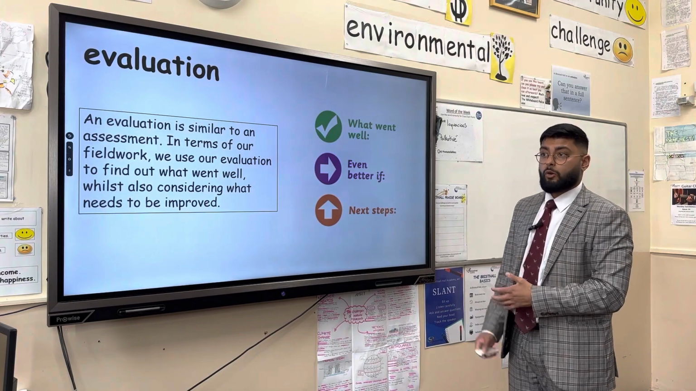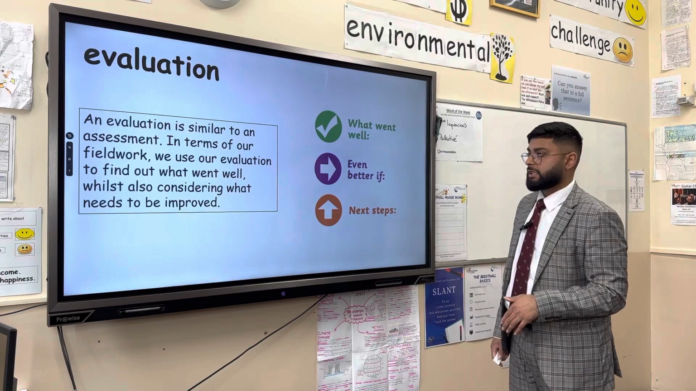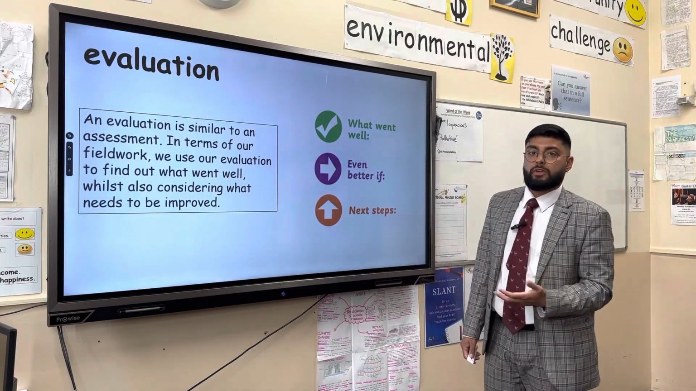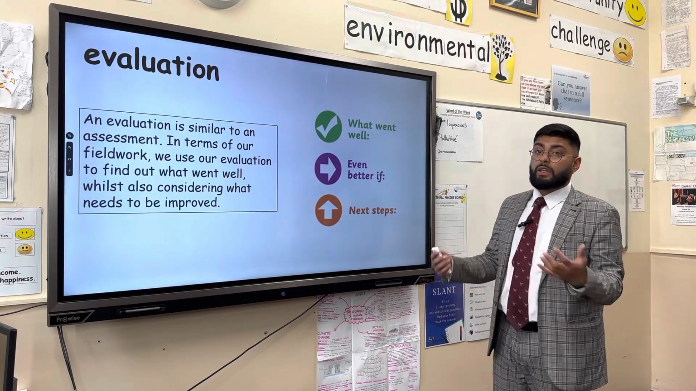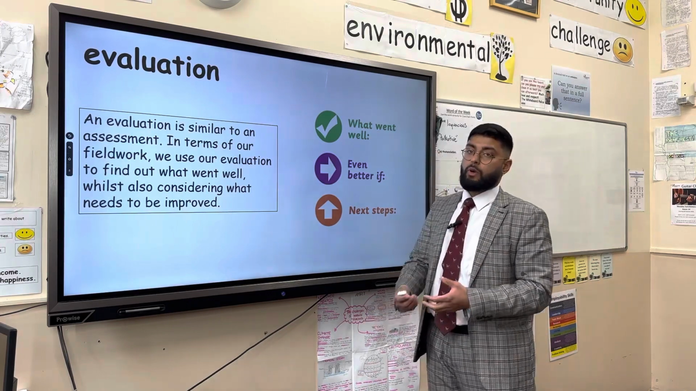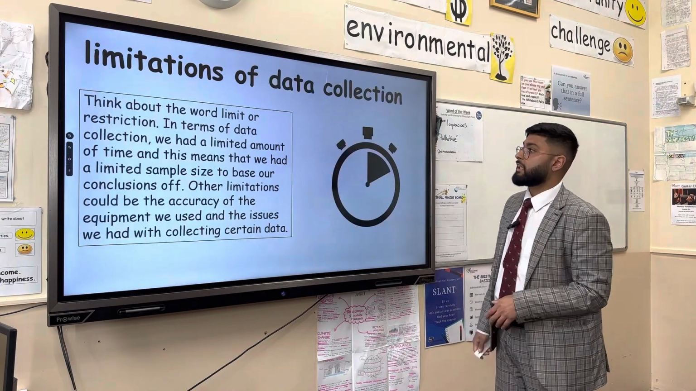So evaluation, this is the process that we're going to do or have been doing at every stage of the process in our fieldwork, and it's similar to our assessment. So we find out what went well, but also consider what needs to be improved. And in your exam, the majority of the questions that aren't skills focused are going to be you evaluating different parts of your method, whether that's things that went well with your data collection or things that could have gone a little bit better with your data presentation.